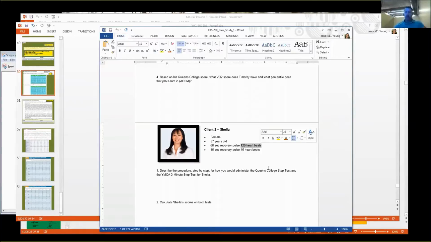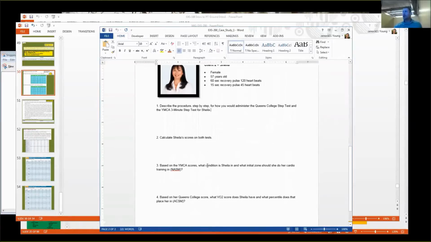Yeah. So now there's one other step that once we find those scores, they want to know what condition Sheila's in and then what zone should we put her in. So if we take a look at our fitness assessment score for Sheila on page 131, let's take a look at step 4, just underneath the chart. What do we do there? She scored below average. So what's her zone? Zone 1. Do you guys see that there?